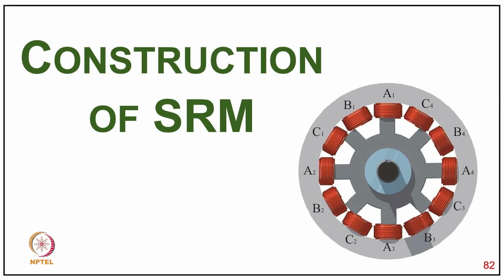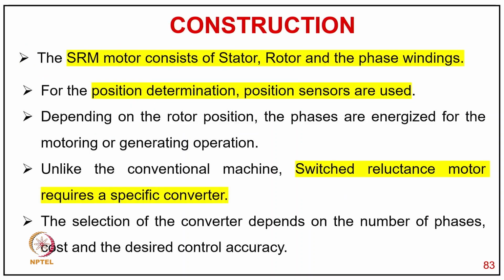Now coming to construction of reluctance motor, as you can see here, you have typically a 3-phase machine with typically 12 poles on the stator and 8 poles on the rotor. So it's a 12 by 8, and it can be 3-phase. The reluctance motor consists of stator, rotor, and the phase winding. For the position determination, position sensors are used. Depending upon the rotor position, the phases are energized for the motoring or generating operation.